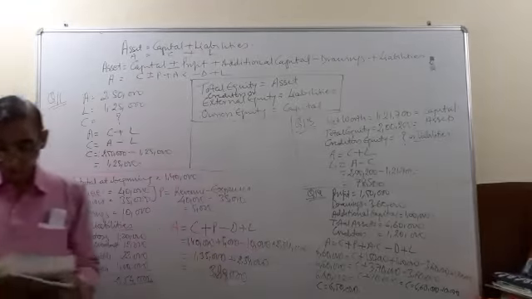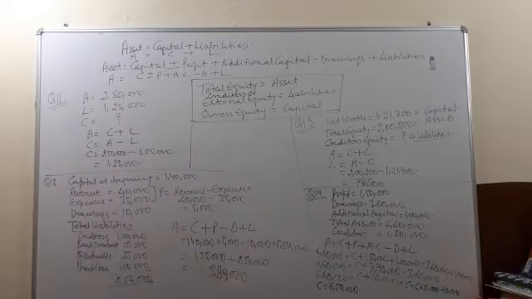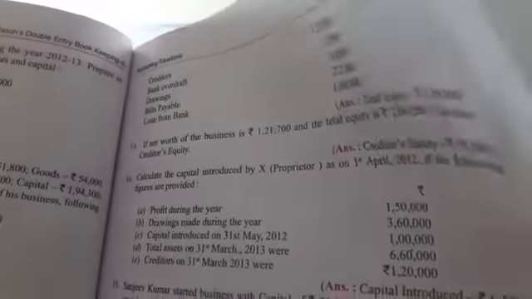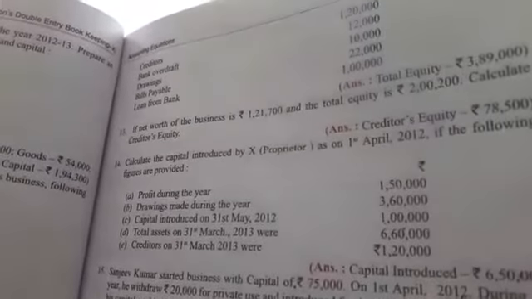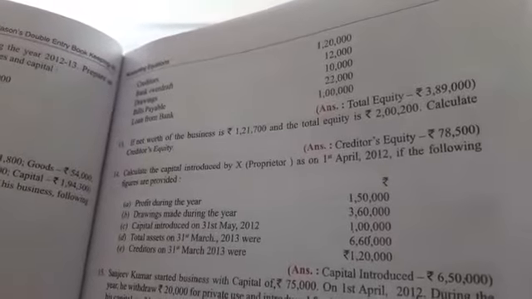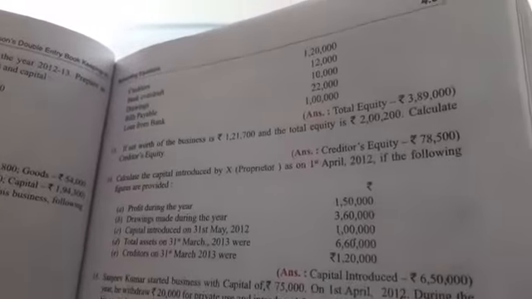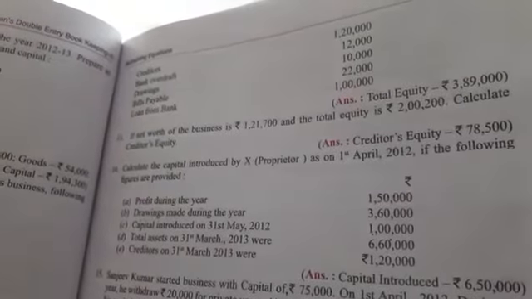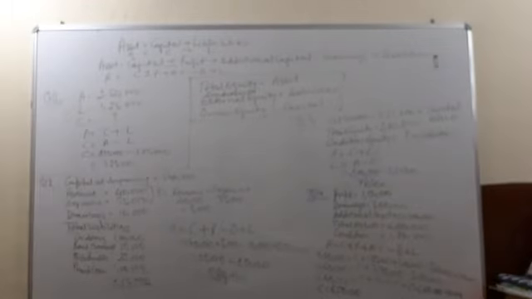Now one more question, that is question number 13. Question number 13 says, net worth means your capital. Net worth of the business is 1,21,700 and the total equity is rupees 2,02,000. Total equity is your assets, 2,02,000. Calculate creditors equity, means you have to calculate the liabilities.